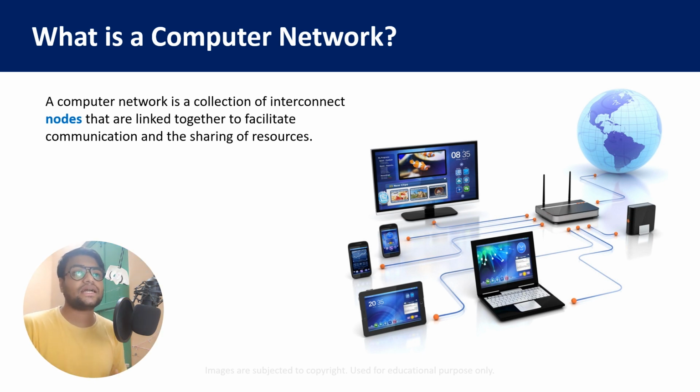A computer network is a collection of interconnected nodes. Remember this term, nodes, very important. A computer network is a collection of interconnected nodes that are linked together to facilitate communication and sharing of resources. In order to share data, in order to share some information amongst each other, we need to connect, right? That's where we are forming a computer network, when the devices in a network are communicating amongst each other. So these are the nodes.